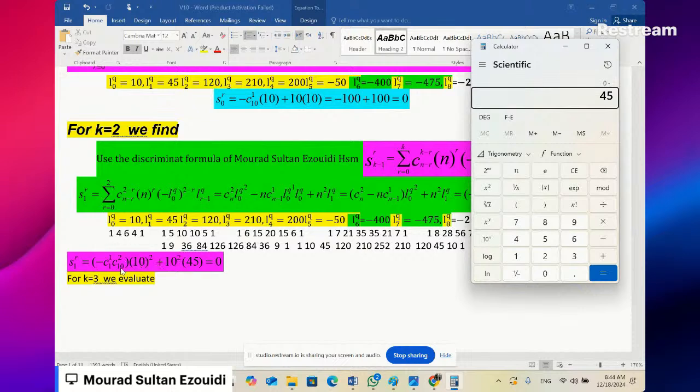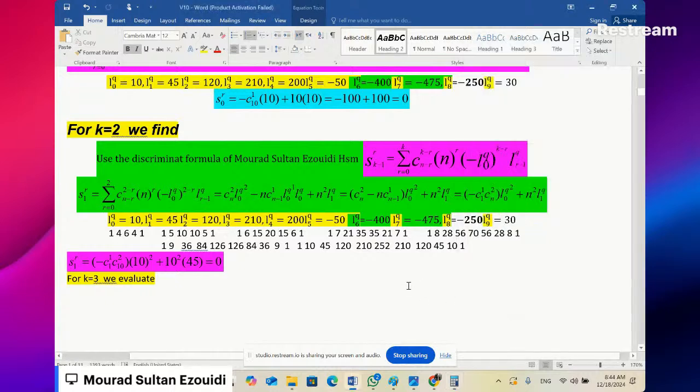Okay, I'll just calculate the coefficient in terms of combination and the second term, which is L1 equals 45. Therefore, it will be negative 45. Okay, multiply by 100, plus 45 multiplied by 100. So this one, my kids, is going to be equal to 0.